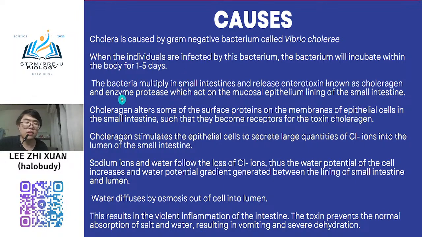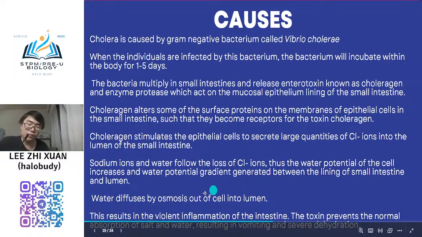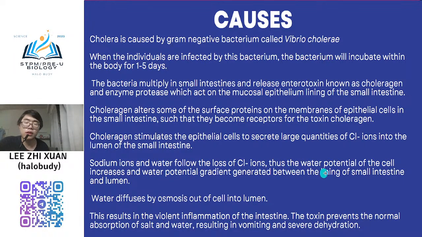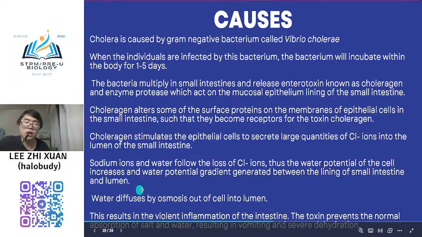So this choleragen starts to alter the protein structure on your epithelial cell, so that it becomes a receptor for the toxin choleragen. Your choleragen starts to stimulate the epithelial cell to secrete a large quantity of chloride ion into the lumen of your small intestine. So that the water potential of your cell increases, and a water potential gradient is generated between the lining of the small intestine and the lumen. So your water starts to diffuse out from the cell into the lumen.